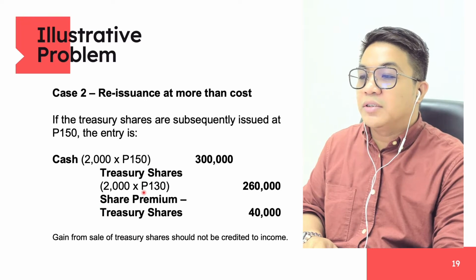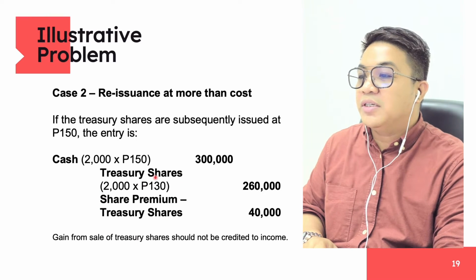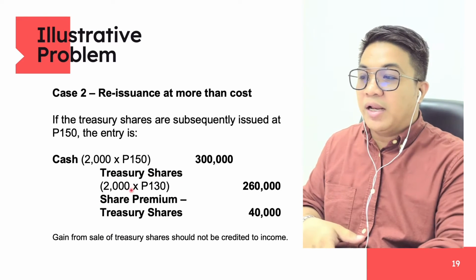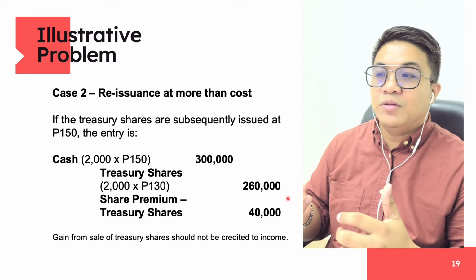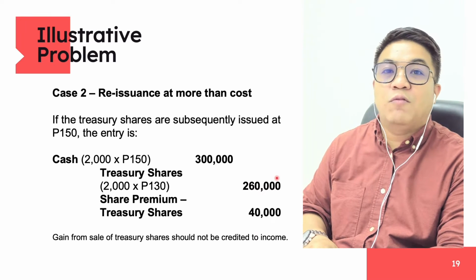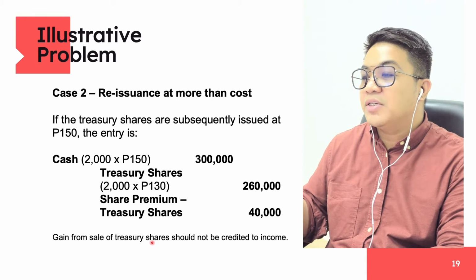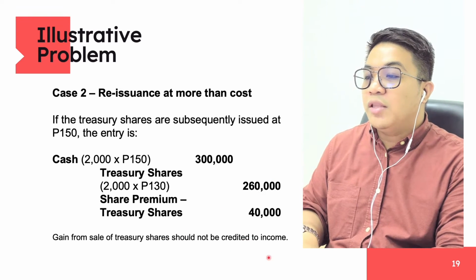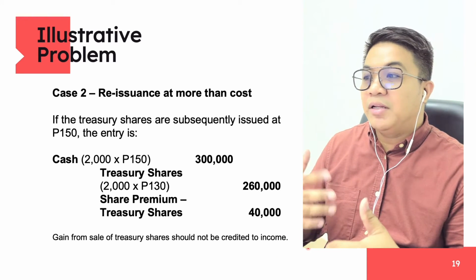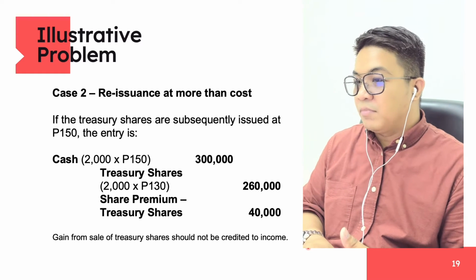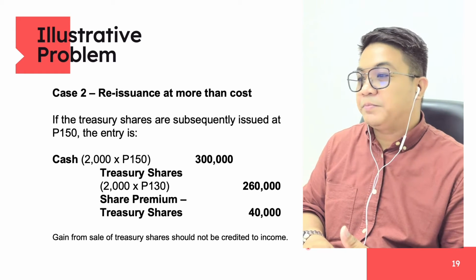And we credit these two accounts. Treasury shares, syempre yung cost niya lang, we credit 2,000 times 130. Tapos yung difference nun, 300 minus 260, that's 40,000. Yung gain from sale of treasury shares, should that be credited to income? Hindi siya nakakredit sa income. And also, it's not part of the income statement report.